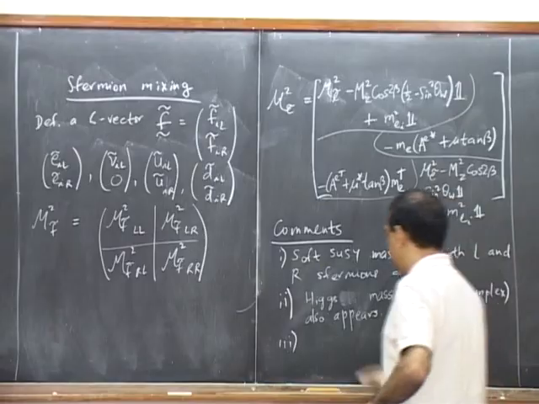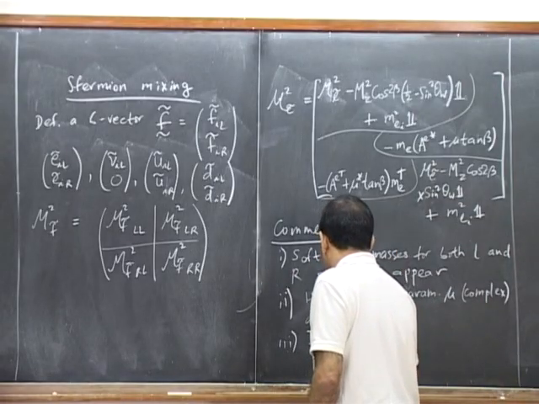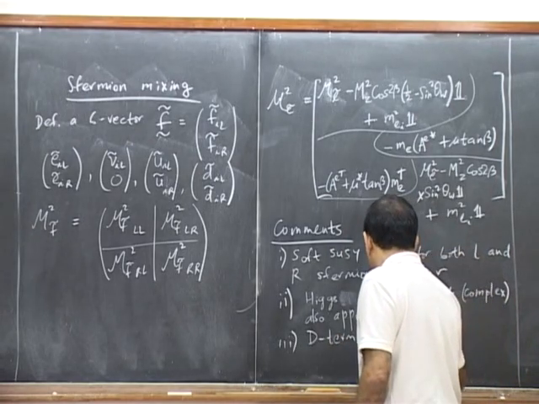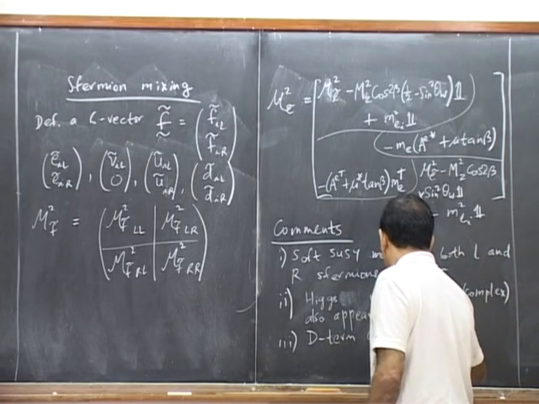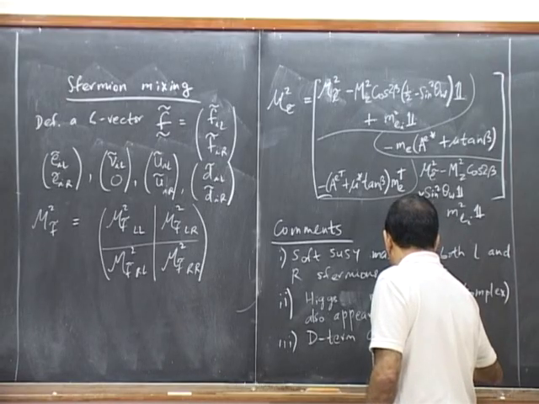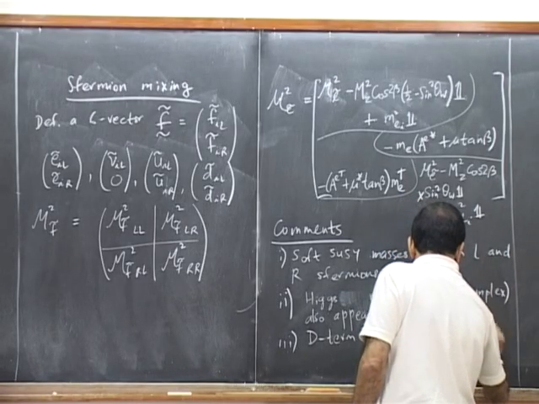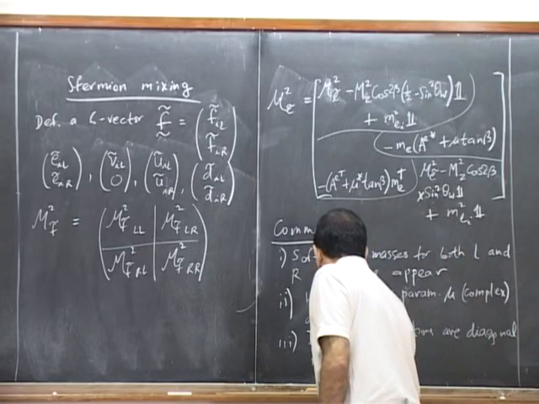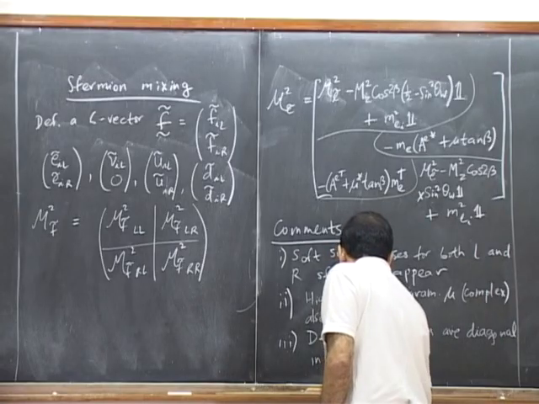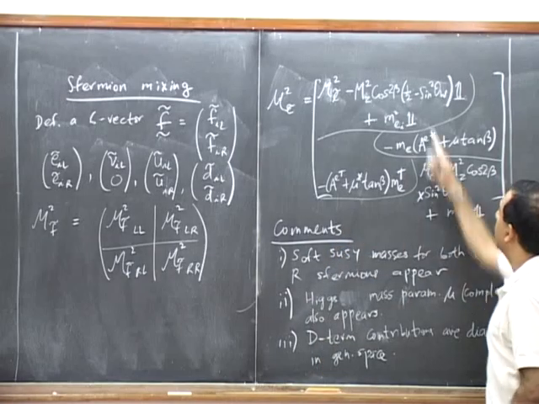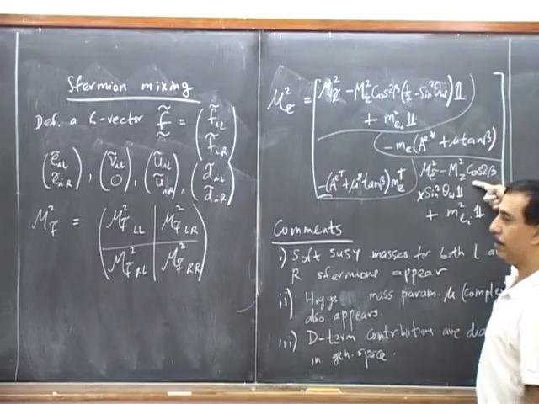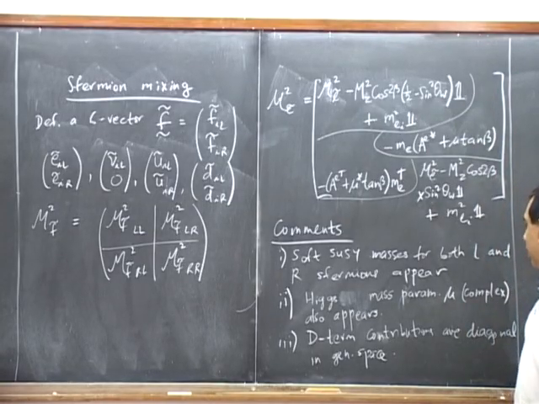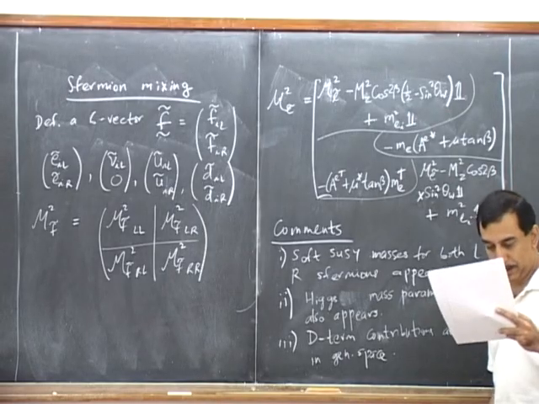Okay. Comment 3, which if you look at your notes from last time, you will see that I have done, is that D-term contributions to the above are diagonal in generation space. So these are D-term contributions, this and this, and the ones come from the fact that the D-term contributions are diagonal in generation space.